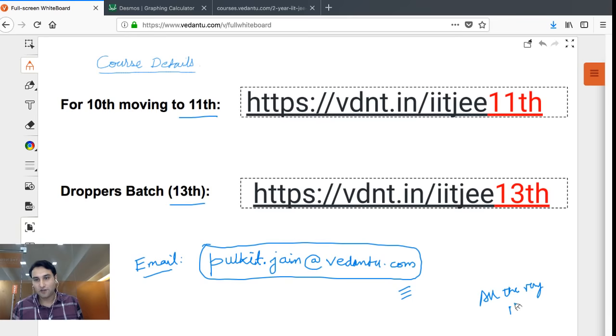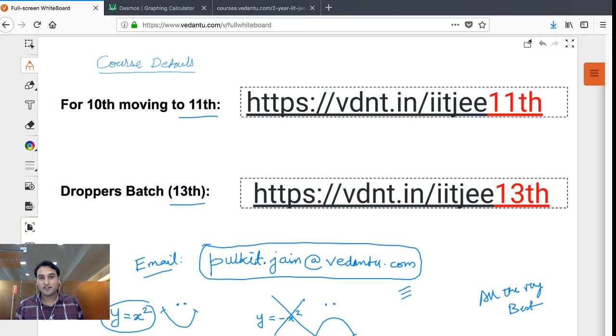And I always tell students, always have the graph of y equal to x square on your face. Never ever have y equal to minus x square on your faces, never. Trust y equal to x square, it is good.